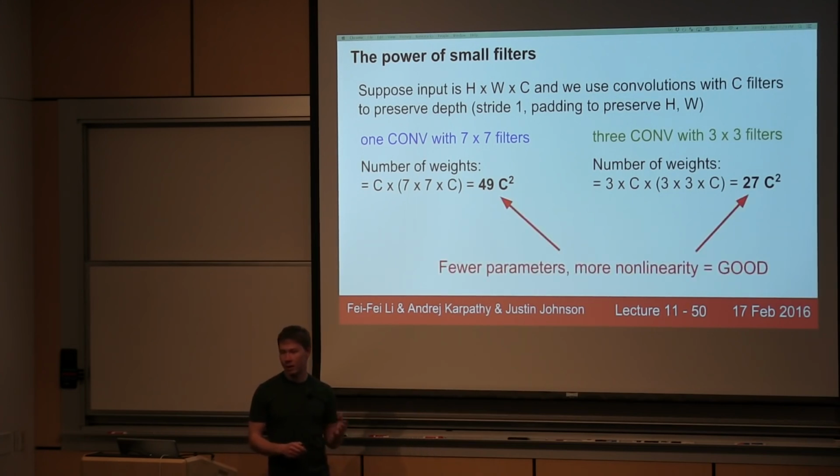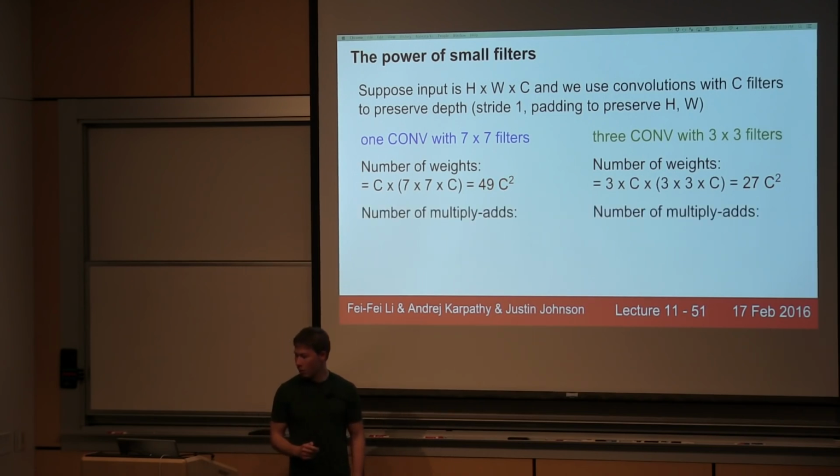And assuming that we have ReLUs between each of these convolutions, the stack of three 3x3 convolutions actually has fewer parameters, which is good, and more nonlinearity, which is good. So this gives you some intuition for why a stack of multiple 3x3 convolutions might be preferable to a single 7x7 convolution. We can take this one step further and think about not just the number of learnable parameters, but how many floating point operations these things take. Anyone have a guess for how many operations these two take?